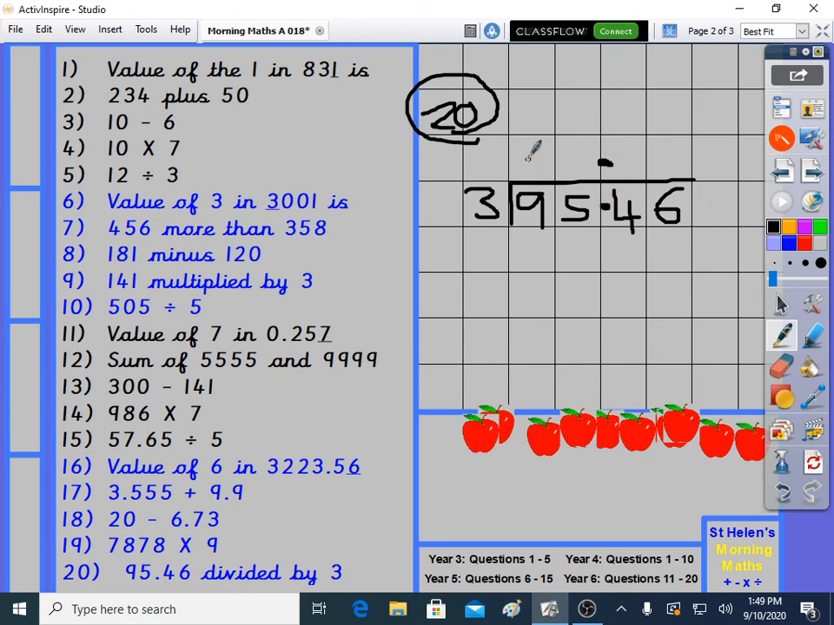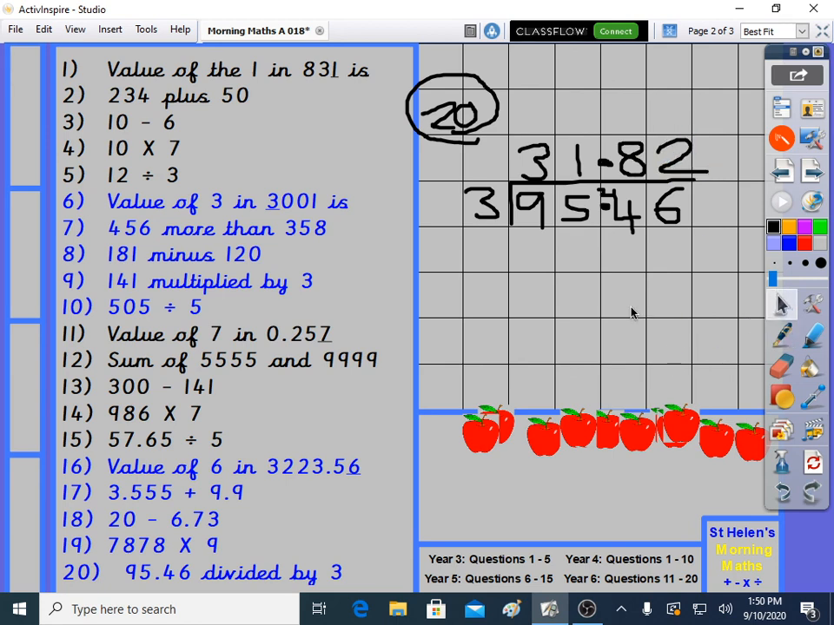3 into 9, 3 6 9 is 3. 3 into 5, 3, 6. That's too many. 3 is 1, carried a 2. How many 3s in 24? 3, 6, 9, 12, 15, 18, 21 and 24, 8. How many 3s in 6? 3, 6 is 2. 31.82.